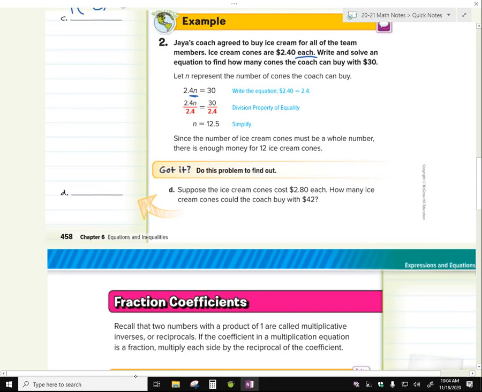2.4n equals 30. Divide both sides by 2.4. Comes out to be 12.5. Since the number of ice cream cones must be a whole number because it's a tangible thing, they're not going to have one player eat half the ice cream cone and then the other player eat half of it. It comes out to be 12 ice cream cones. Or they buy one, and the clerk's like, oh, sorry, you're short, and they cut one in half.